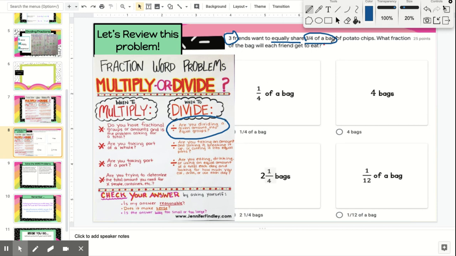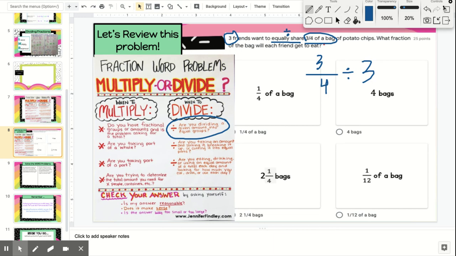We have our given amount, which is 3/4, and we are splitting that up. We are equally sharing it. So "equally share" are great keywords to help you decide it's a division problem. We're taking our bag of chips. There's only 3/4 of the bag left, and 3 friends are going to share that.